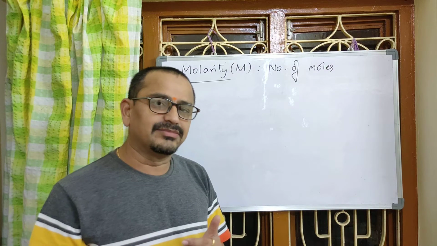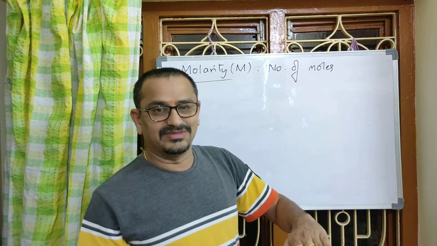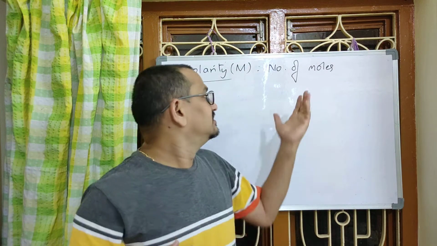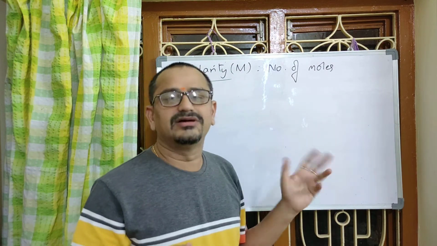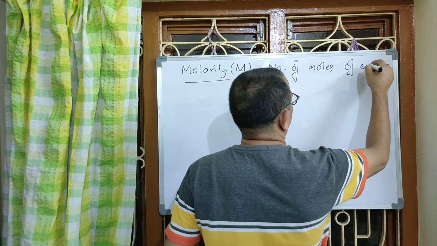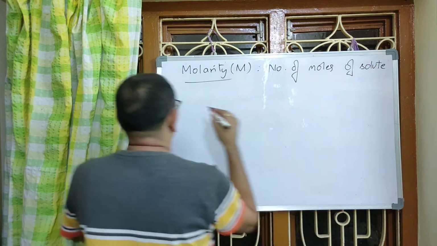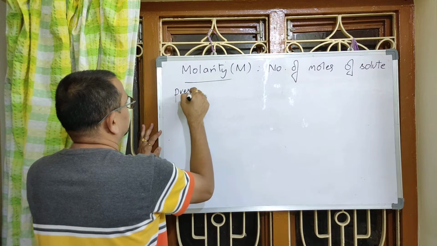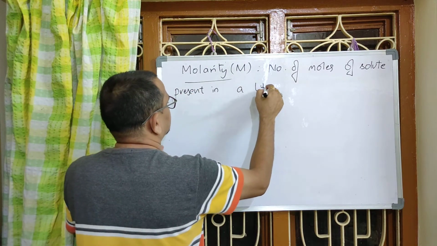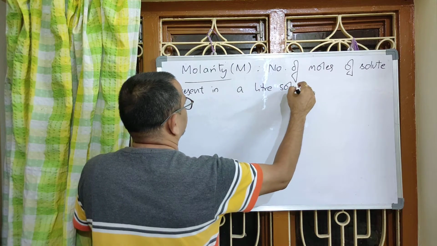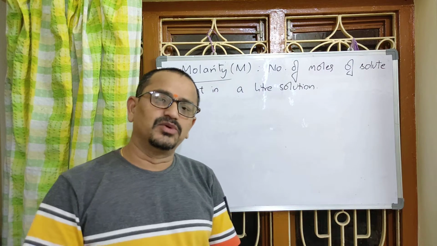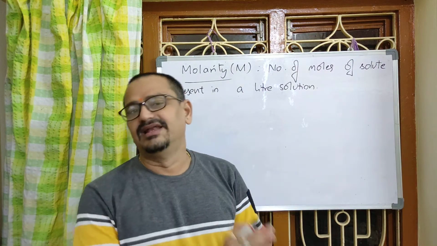Why? How do you calculate number of moles? Mass by molar mass, no? As we are expressing mass and molar mass in terms of grams, the number of moles is also called the number of gram moles, right? Number of moles of solute present in a liter of solution. What is meant by molarity? Tell me. Number of moles of solute present in a liter of solution.